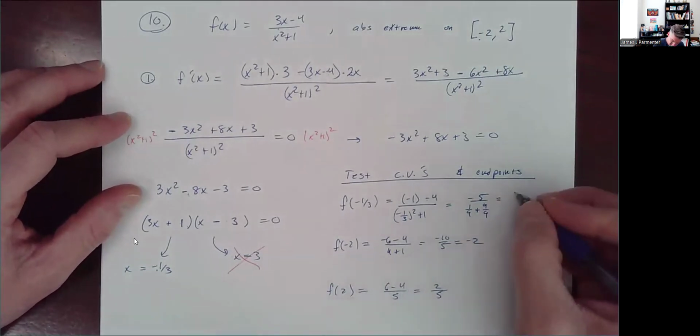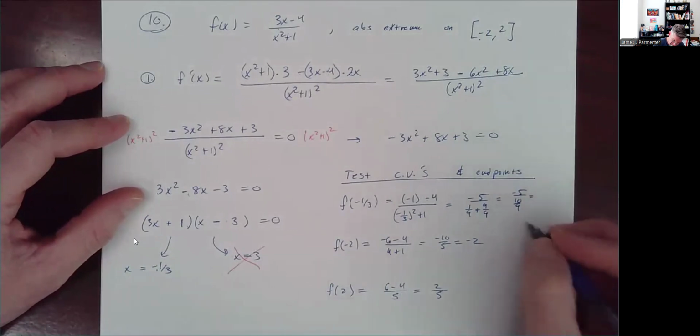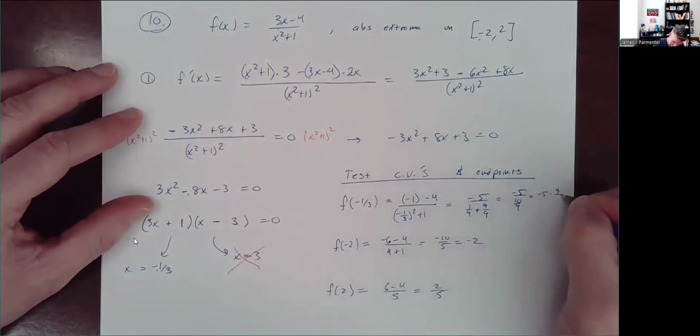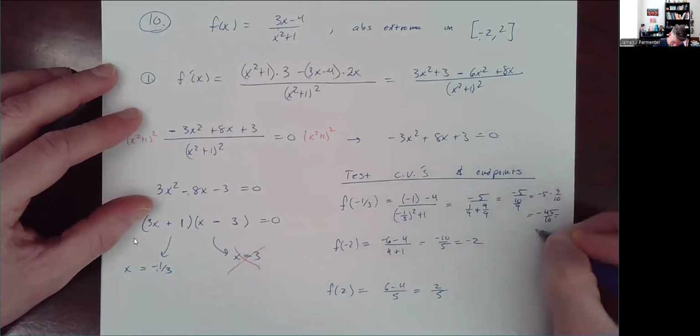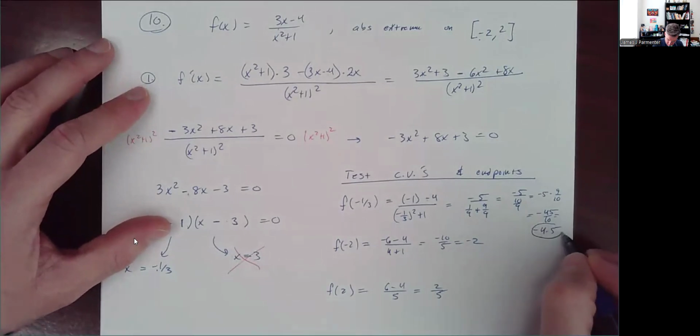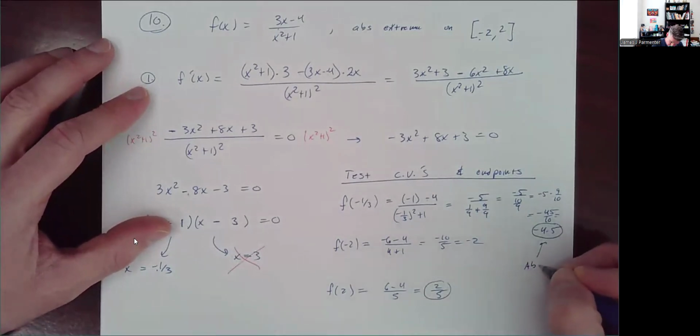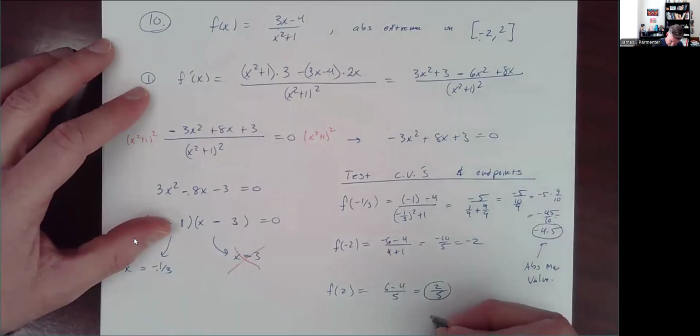So I get negative 5 over 10/9. Flip and multiply, it's negative 5 times 9 over 10, which is negative 45 over 10, or negative 4.5. So it looks like this is the absolute minimum. This is the absolute maximum. So the absolute minimum value is negative 4.5. Absolute maximum value is positive 2/5.